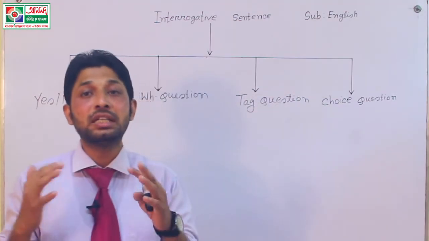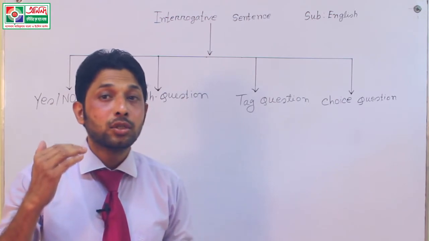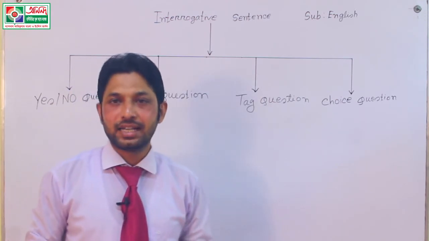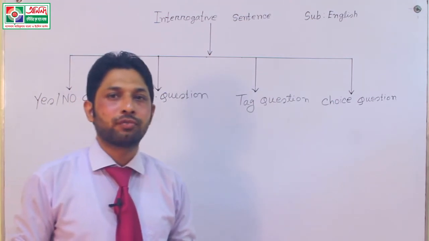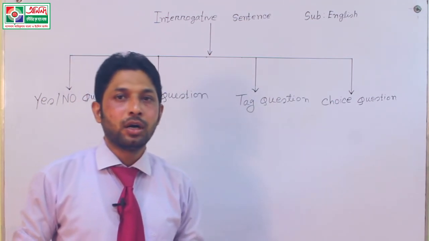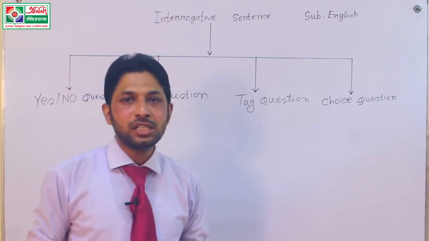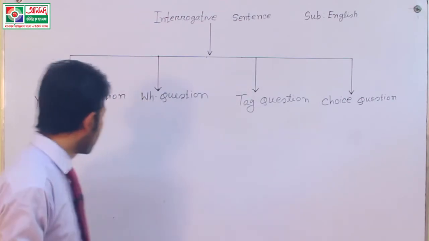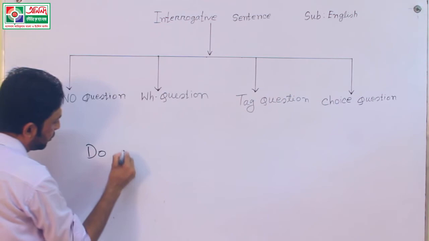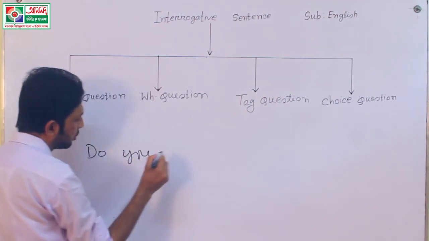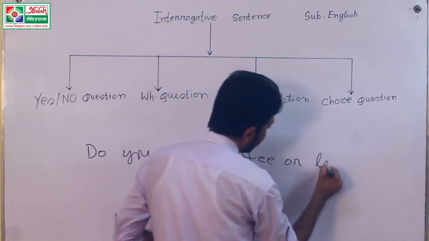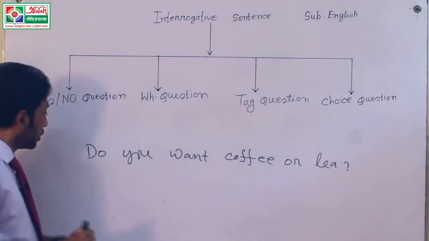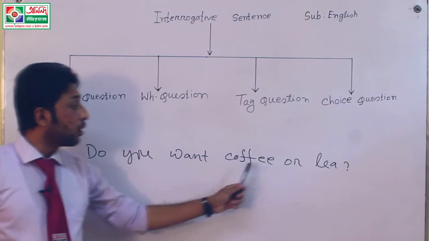Now I am going to discuss another type of interrogative sentence, and that is choice question. A choice question is a question that has two or more alternative answers. Suppose you have gone to a coffee shop, and in this coffee shop coffee and tea are available. For example, do you want coffee or tea? I am asking you, do you want coffee or tea?